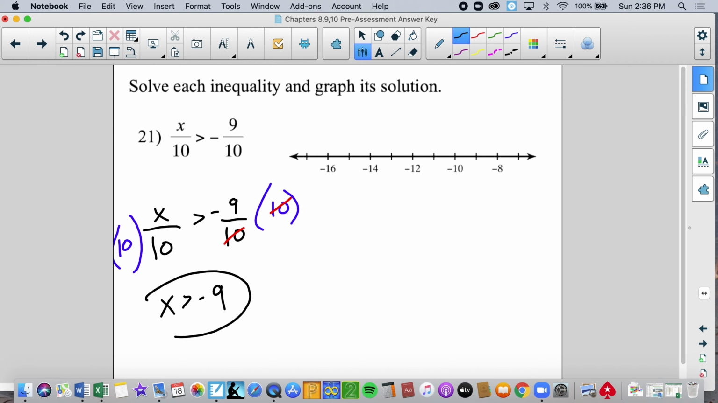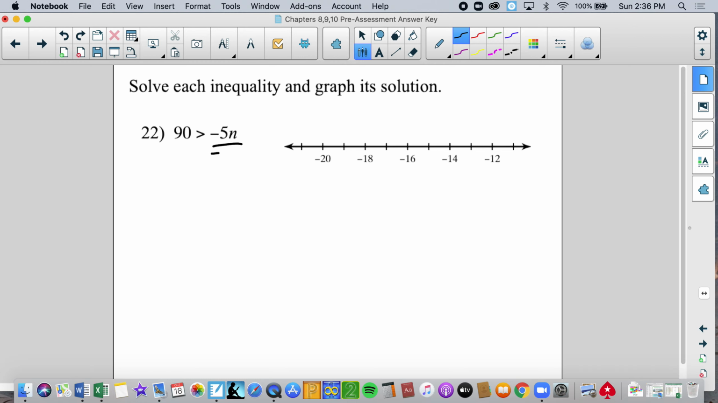I do not flip the inequality sign because I didn't multiply both sides by a negative number. I multiplied both sides by a +10, so that does not affect the inequality. My solution is x is greater than -9. I have an open circle over -9. My solutions are greater than, so I'm going to graph to the right.